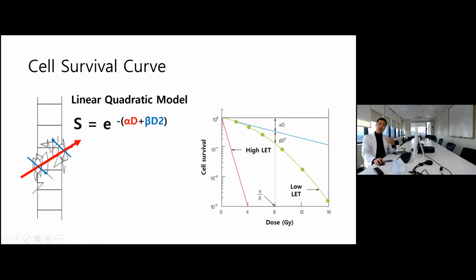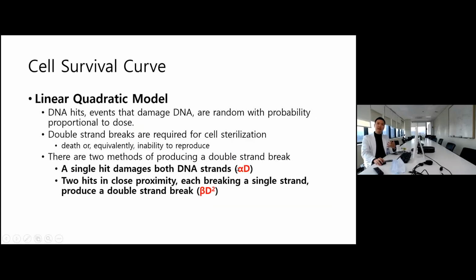However, for the low LETs, such a single hit, which makes a double strand break, is not that much, but single strand break will happen more. So there are more components of beta D square. So there is more curvature compared to the high LETs.